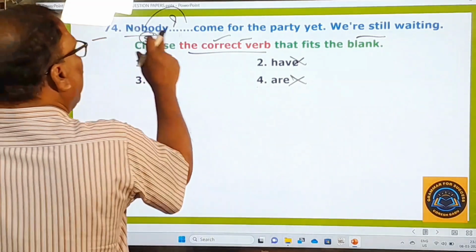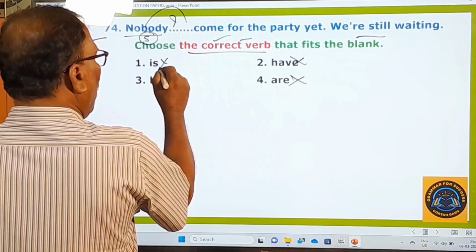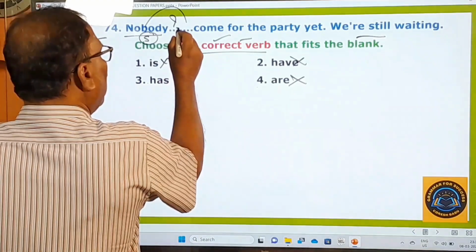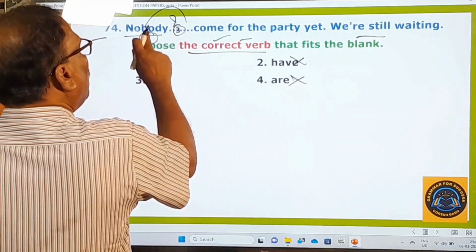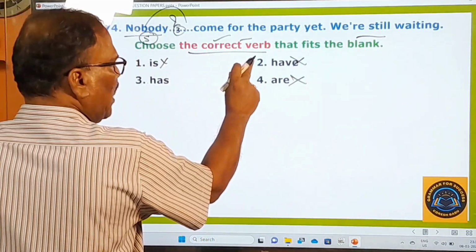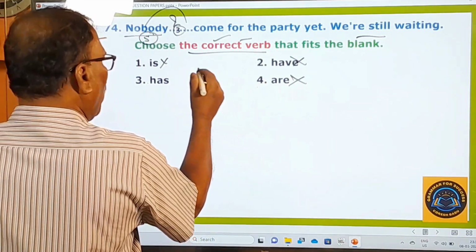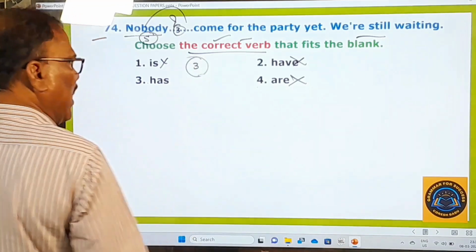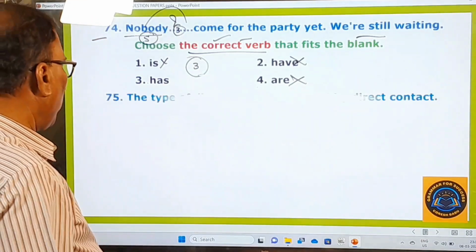So "nobody is come", you don't say. That's why this is wrong. Nobody has come. So this third one is the only right one. Nobody has come for the party. We are still waiting. So the first, second and fourth ones are wrong, and only the third one is the right one. And now let's move on to the next question.